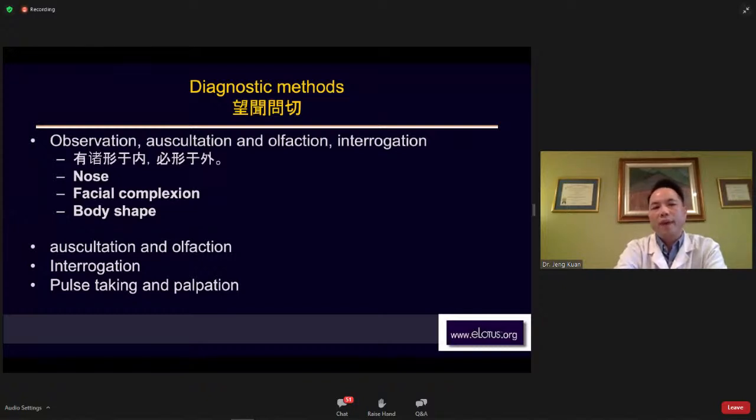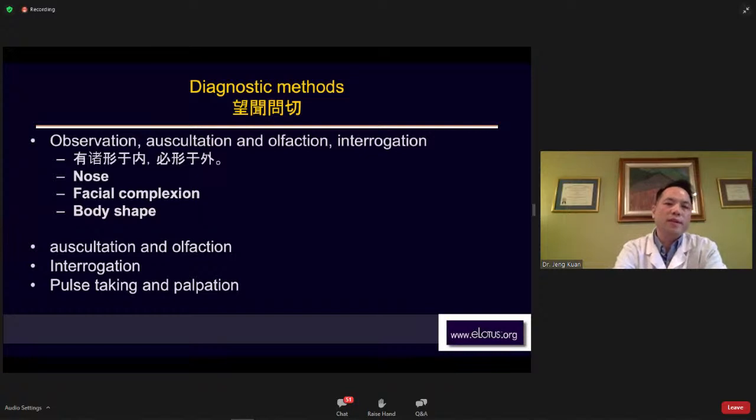If we look at the body shape, then if the person has a big belly, usually there might be stomach cold. And so the body's mechanism is to have lots of fat there to warm up the middle jiao. So that's how we can have a good idea how the patient's doing from observation.